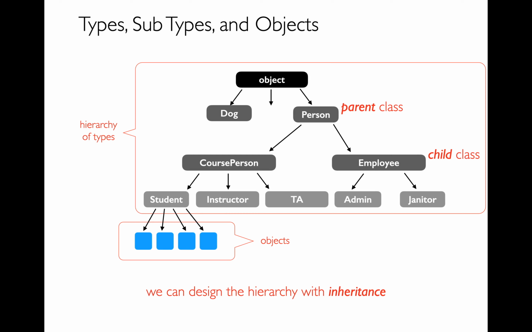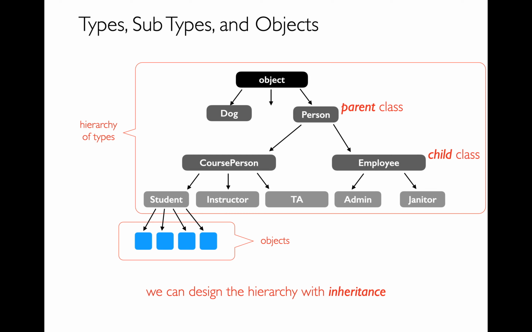And well, let's just take people, for example. Maybe I have a person class, and maybe all persons have some things in common. Maybe everybody has a name and an age. Maybe most people have a social security number. You can imagine there's a lot of things we might want to have for all people.